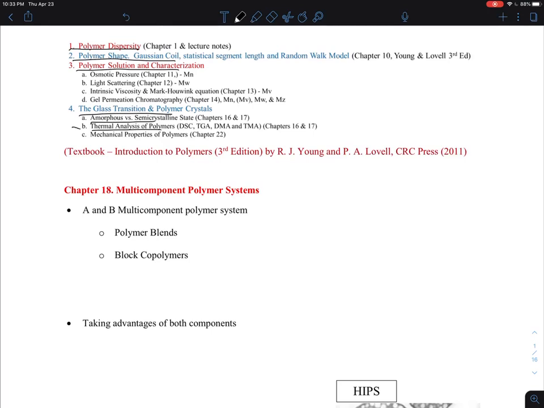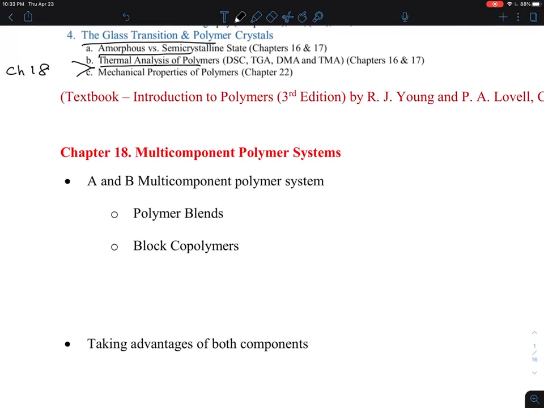The only thing that I left is mechanical properties, which I'll probably do next time. But this time I decide to put chapter 18, which is multi-component polymer systems. Multi-component polymer systems are in the textbook because polymer material science or chemistry design is very limited by the available number of monomers, because if you want to develop a new material, you have two different methods.